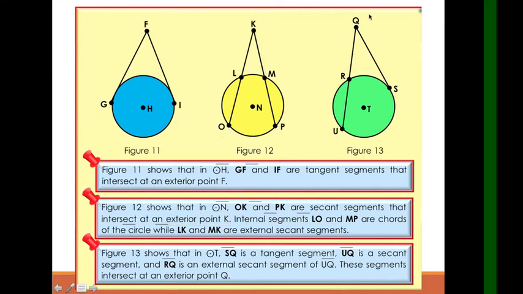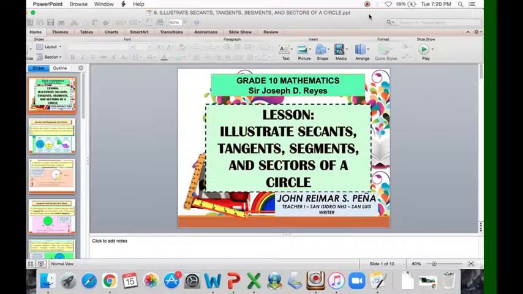Okay? So that's all about illustration of secants, tangents, segments, and sectors of a circle written by Sir John Raymer S. Peña. So with that, thank you very much for your listening.